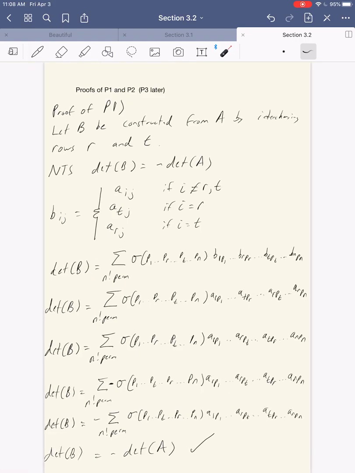So let's see an example of doing that. For this example, let A be the matrix 3, 6, 0, 3; 1, 5, 0, 3; 2, 4, 2, 1; 3, 6, 0, 7. So it's a 4x4 square matrix. Let's try to calculate the determinant of A.